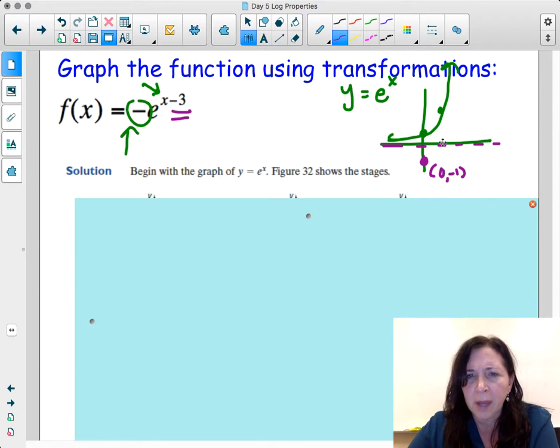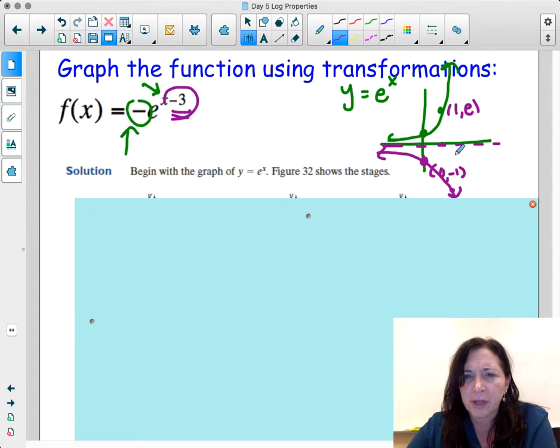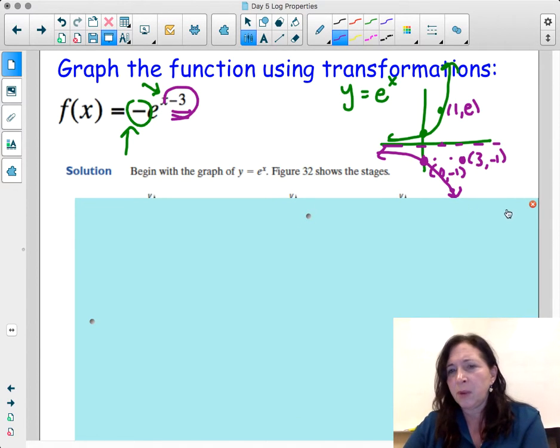Oops, I almost forgot this little graph right here. This point being 1, e, the next point is going to be 1, -e, because remember, you're still flipping it across the x-axis. So now it's doing this right here. I still need to move my graph 3 units to the right. So 1, 2, 3. So now I'm at 3, -1. See how I'm moving my point with me?